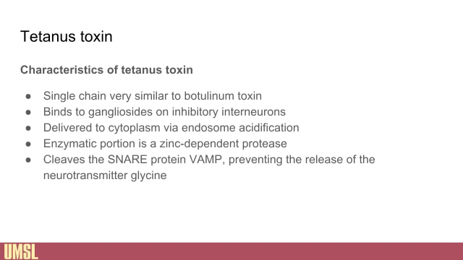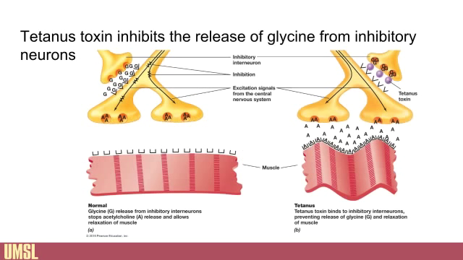What this protease does is cleave a particular family of proteins, SNARE proteins, and particularly an important one, VAMP. When this VAMP gets cleaved, these inhibitory neurons no longer secrete the neurotransmitter glycine. Normally, when we're not contracting muscles, these inhibitory neurons are secreting glycine.